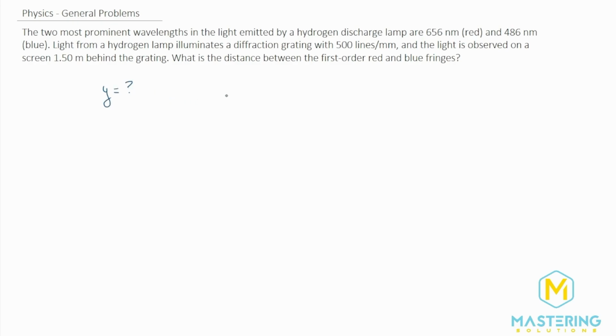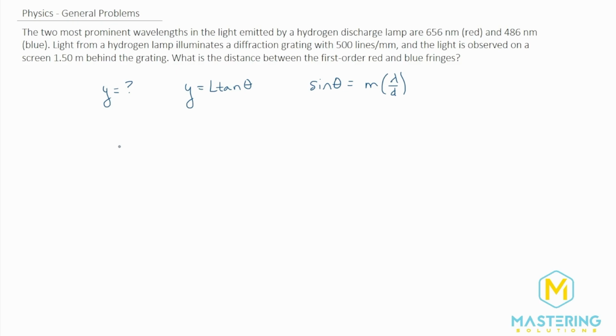So what's the equation for delta y? We know that y is equal to L times the tangent of theta. But if you look through the problem, we're not given any sort of theta here, so we have to find that. So what's the equation for theta? Well, sine theta is equal to m times lambda over d. So we first have to find the theta for the red and the blue, and then plug that in over here to find the y for each of those.